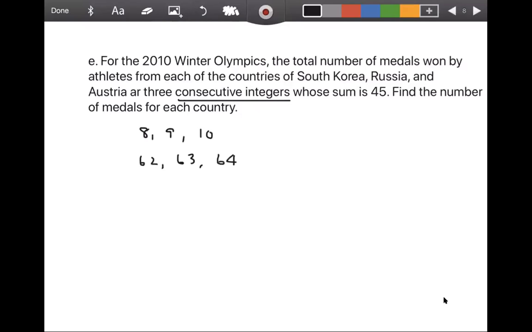Okay, so if you remember the trick that we used when it was consecutive even integers, to get from one integer to the next one, we added 2. This time we're only going to add 1. So if the first integer is x, then the second one would be x plus 1. And the third integer, to get from the first to the third, you would add 2. So the third one would be x plus 2. And it's saying that these 3 countries won a total of 45 medals.